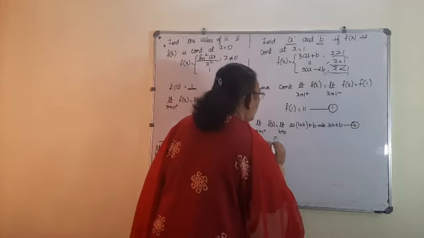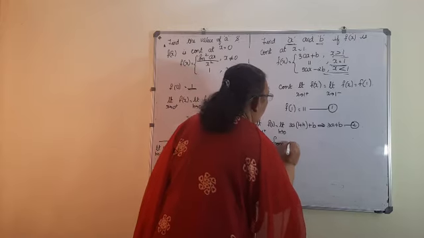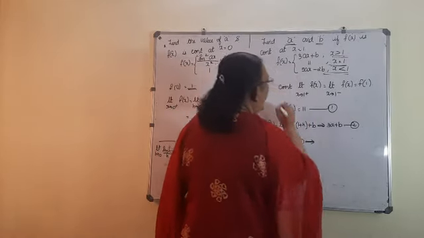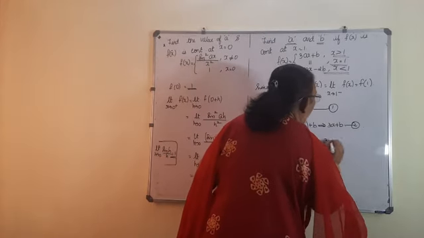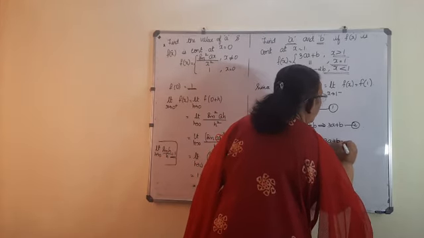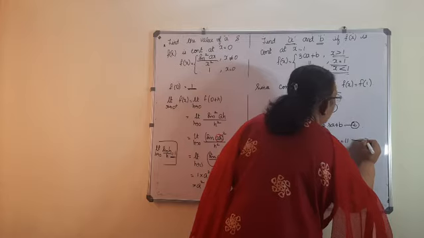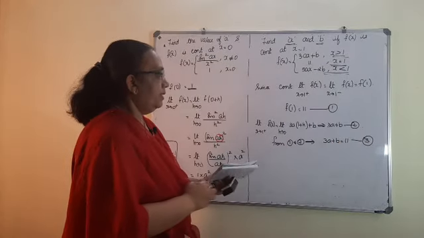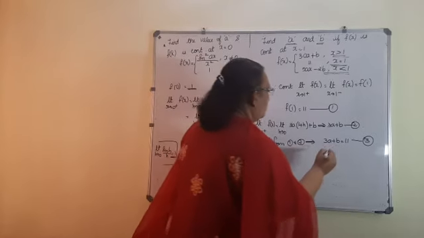From 1 and 2, you get, they are equal. 3a plus b is equal to 11. Mark that as equation number 3. 3a plus b is equal to 11.